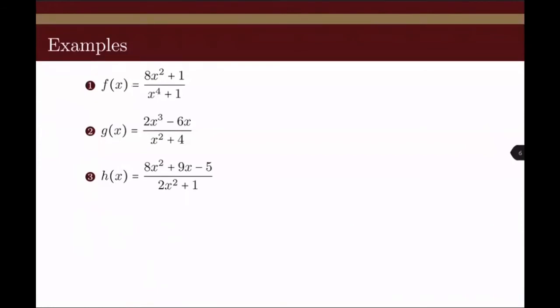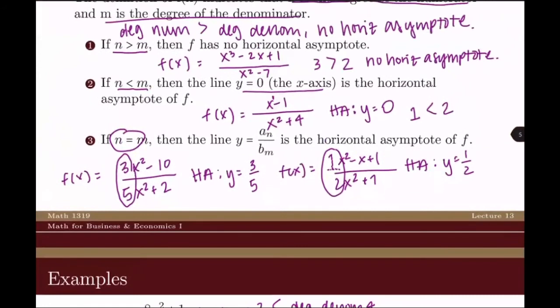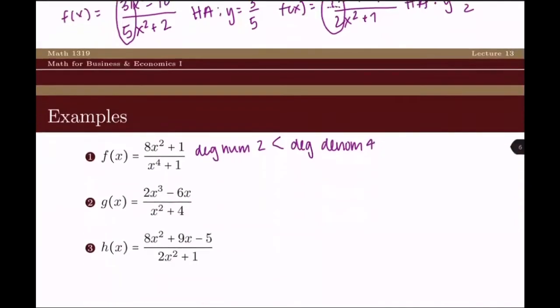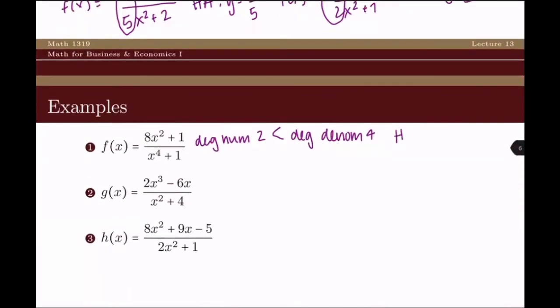So number 1, we have that the degree of the numerator is 2, and the degree of the denominator is 4, and 2 is less than 4. So if we go back up here and look, we see the degree of the numerator less than the degree of the denominator. That means y equals 0 is the horizontal asymptote. So this one was nice and straightforward. Our horizontal asymptote is y equals 0, and we are done there.